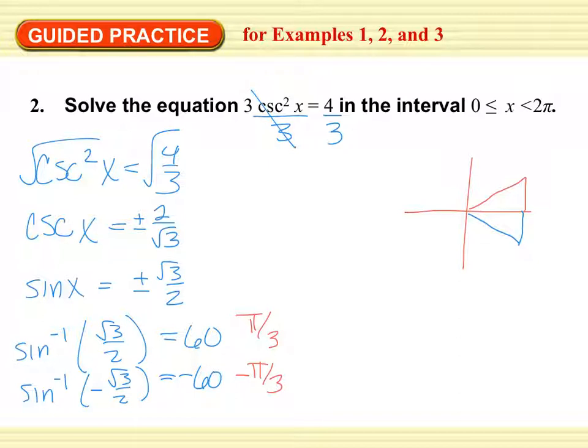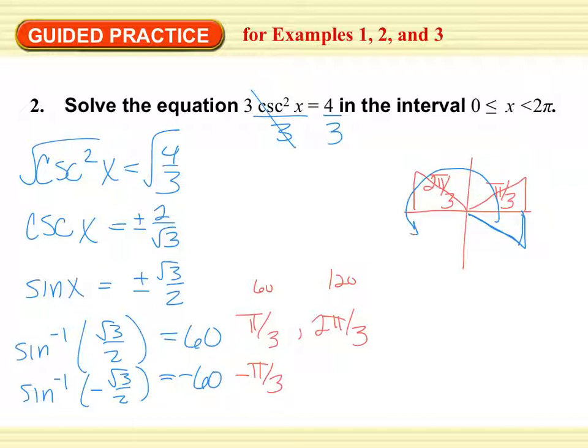Sorry, I know I've got positive here also. So this is pi over 3, and over here I have 2 pi over 3. So that's 60 degrees and 120 degrees. Again, down here I have negative pi over 3.